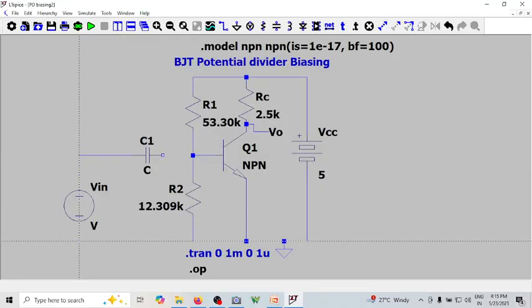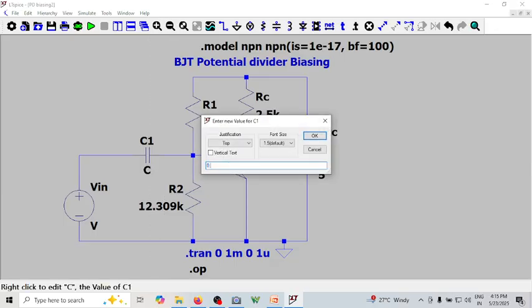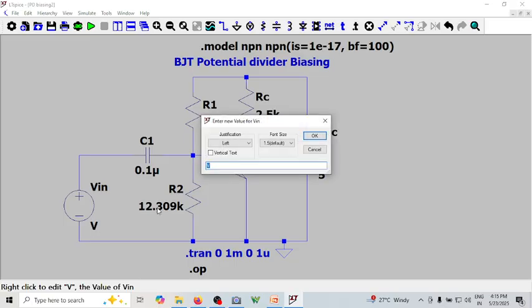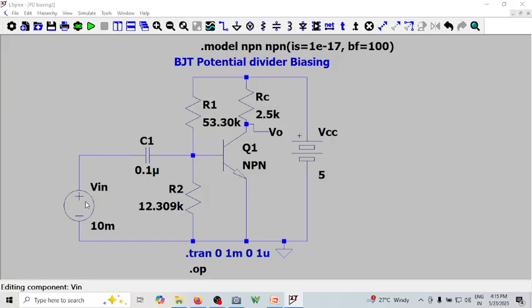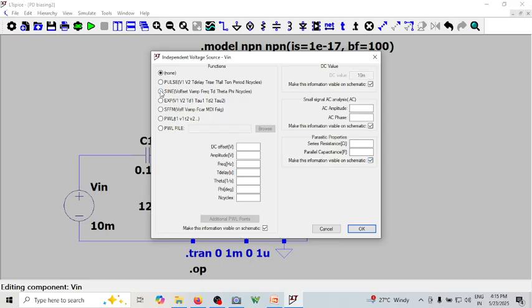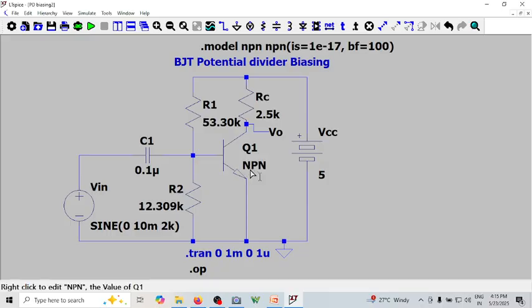Let me have this capacitor as 0.1 microfarad. Let me take hardly 10 millivolt as the signal. Okay, that is not DC, so let me go to the advanced option and use the sine wave. Let this be 10 millivolt, and let the frequency be around 20 kilohertz. That's it.